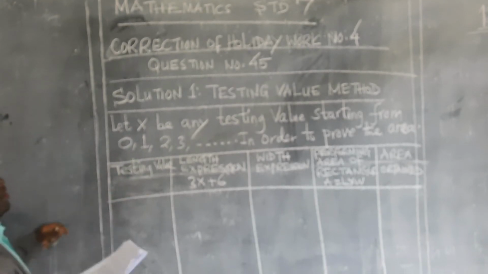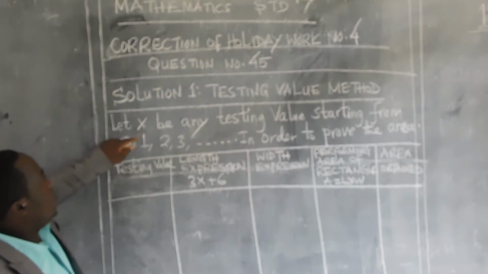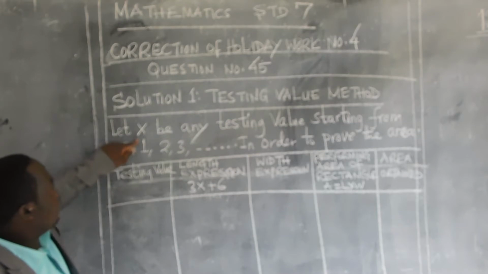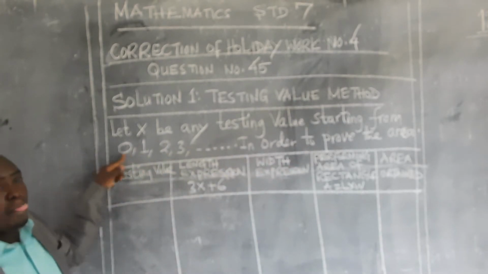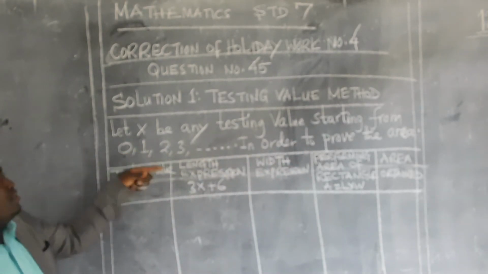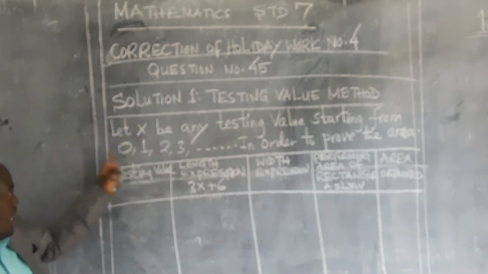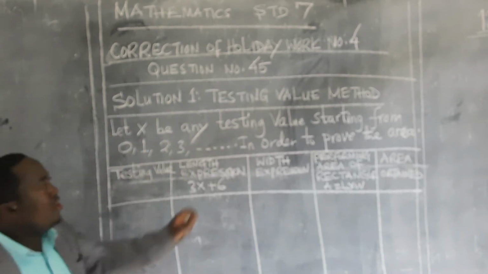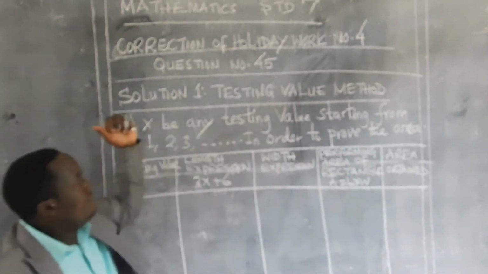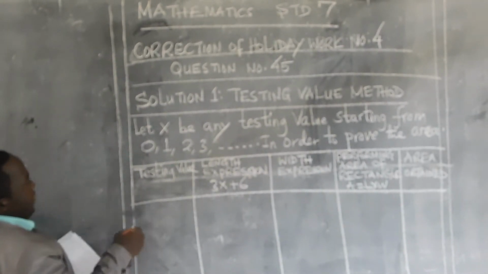Solution number 1 is the testing value method. Let us give x a value starting from 0, 1, 2, 3, and so on. Let us assume x is 0 or 1 or 2 or 3 or more in order to prove the area given. So we have to test the value of x.